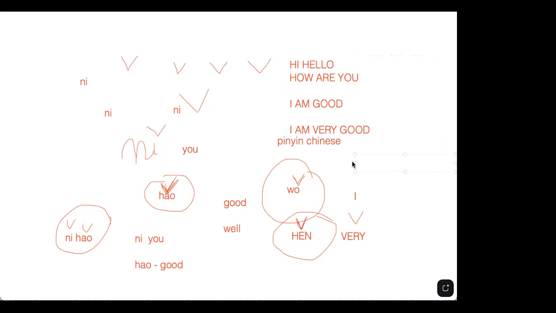Now, what to say hi and hello in Chinese? Read aloud. Ni hao. Read aloud with me. Ni hao. You will only speak the language the moment you practice with the trainer, and you will do this in the campaigning. Ni hao. Literally, the meaning of ni hao is what? Hi and hello.